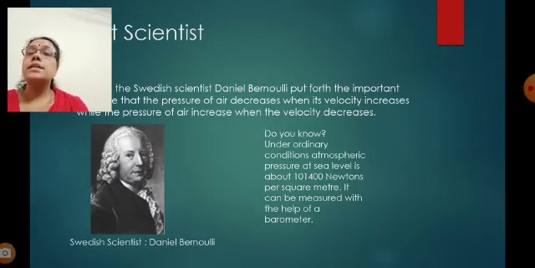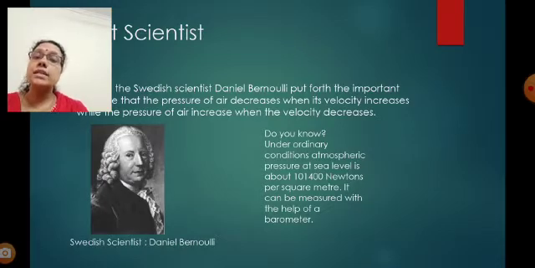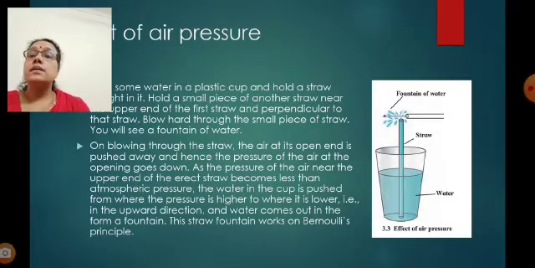The great Swedish scientist Daniel Bernoulli put forth the important principle that the pressure of air decreases when its velocity increases, while the pressure of air increases when the velocity decreases. Do you know, children? Under ordinary conditions, atmospheric pressure at sea level is about 1,400 newtons per square meter. It can be measured with the help of a barometer. That's about that. Next is effect of air pressure.